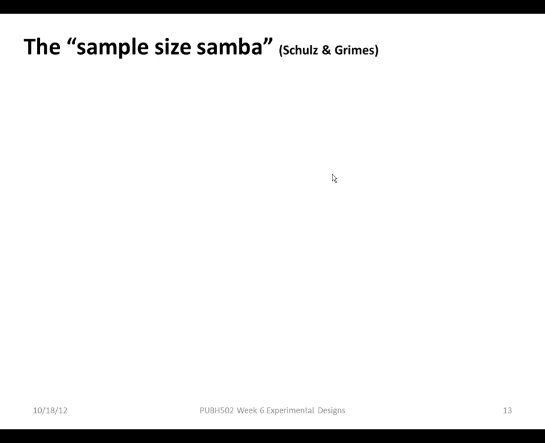There's a neat paper that maybe I'll give you the citation for by Schultz and Grimes, and it just goes through sample size calculations and theory in a very accessible way. And they talk about the sample size samba, which I think is a great expression. How investigators can and do tweak different parameters of their study to get the sample size they need or want.